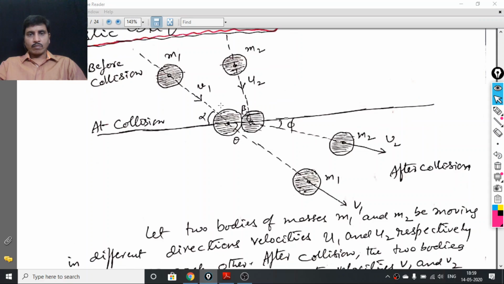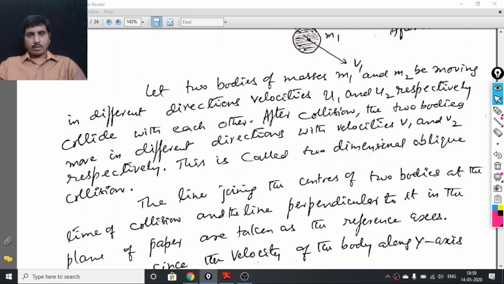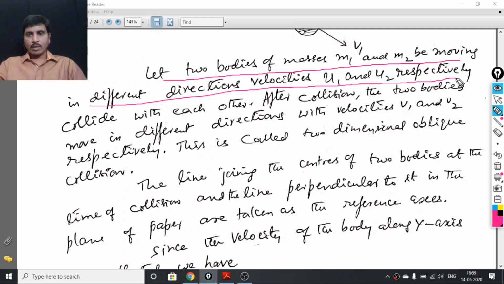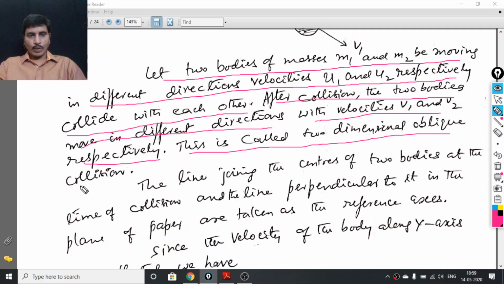Now, this can be written as, let two bodies of masses m1 and m2 be moving in different directions with velocities u1 and u2 respectively, making angles alpha and beta, collide with each other. After collision, the two bodies move in different directions with velocities v1 and v2 respectively. This is called two-dimensional oblique collision.